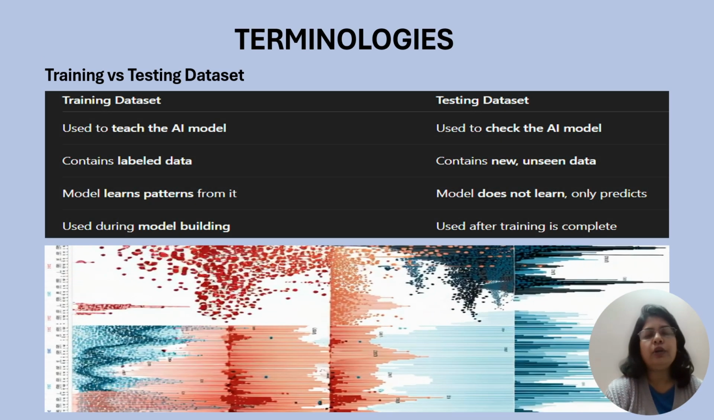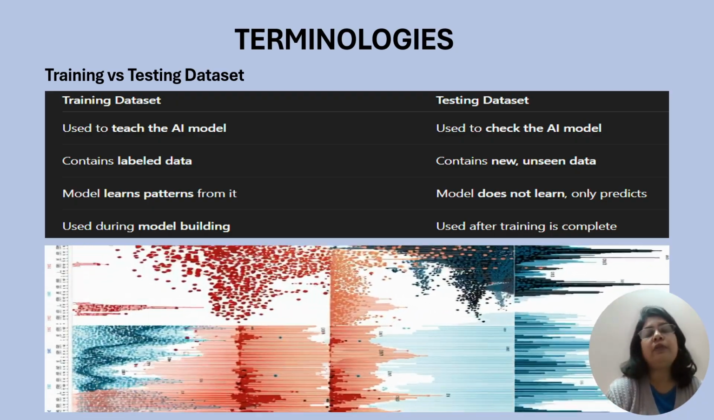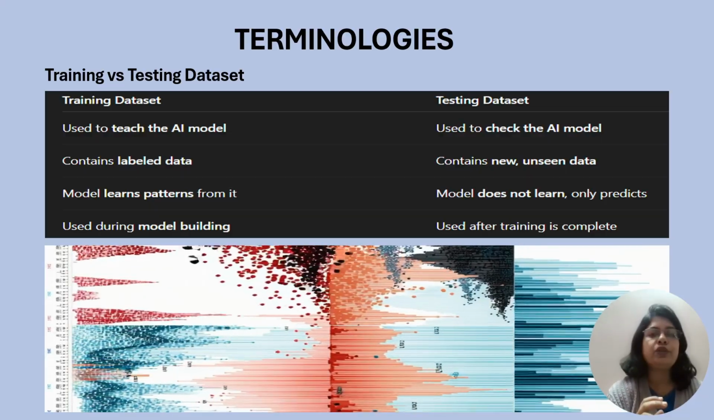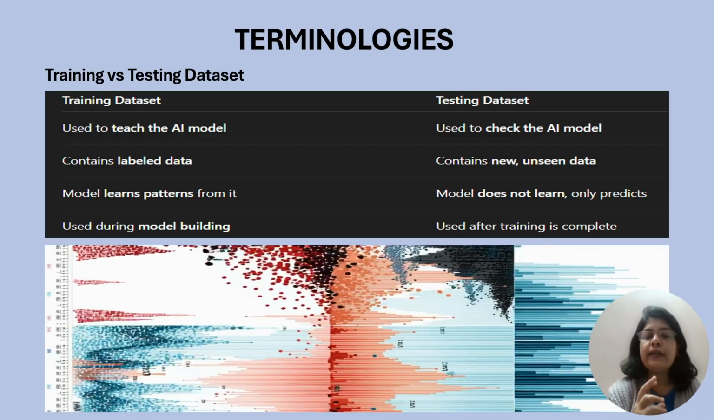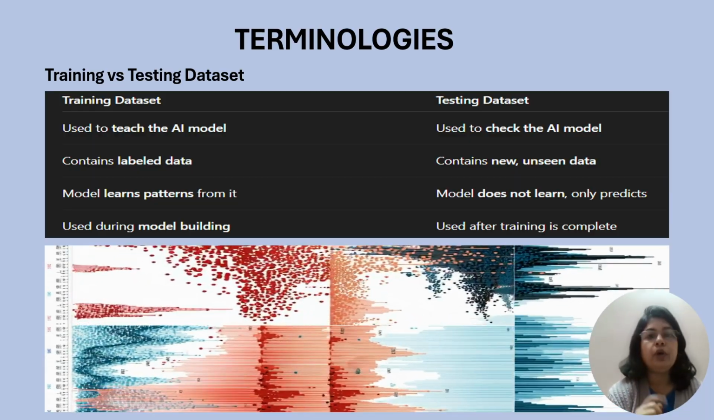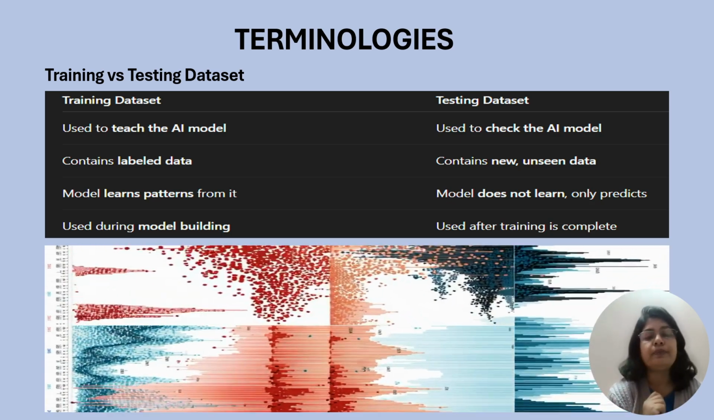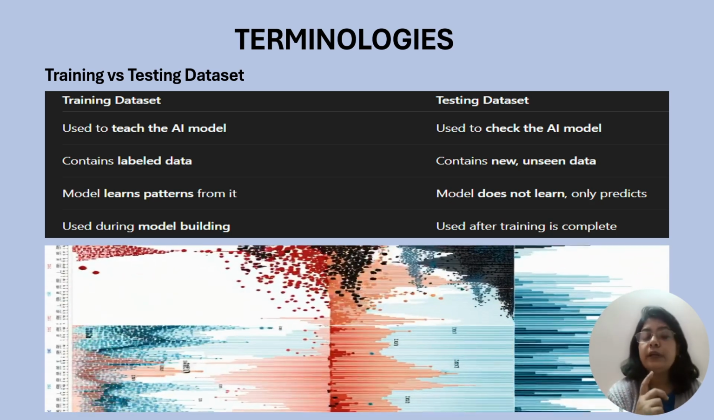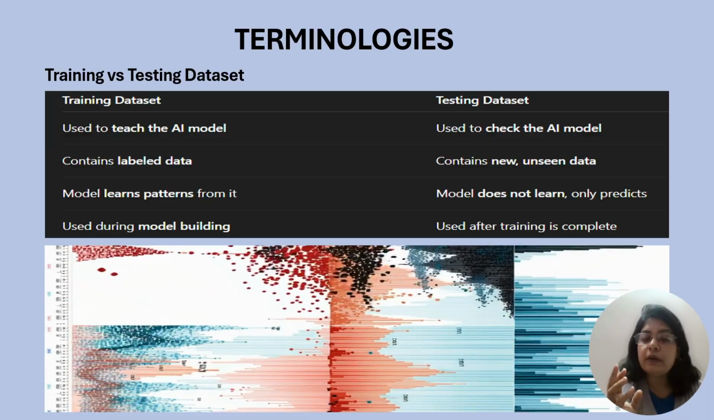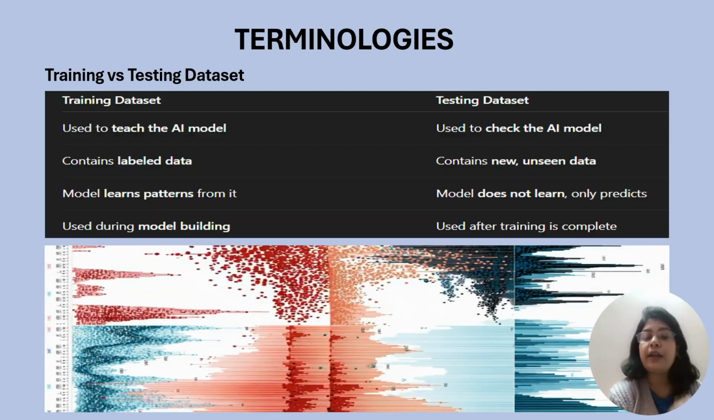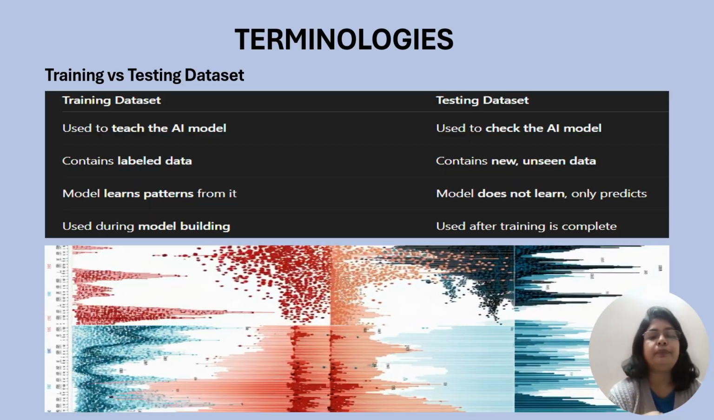The next is terminologies related to training versus testing datasets. We have to remember one thing: data is divided in the data acquisition phase into training data and testing data. Training data is used to teach the AI model during the modeling phase, and testing data is used to test the AI model during the evaluation phase. Always remember, training data is usually labeled data, whereas testing data, which we use to test, is new unseen data. Training data is never used as testing data because that is not going to yield a fruitful result.